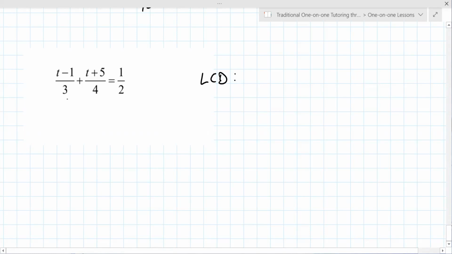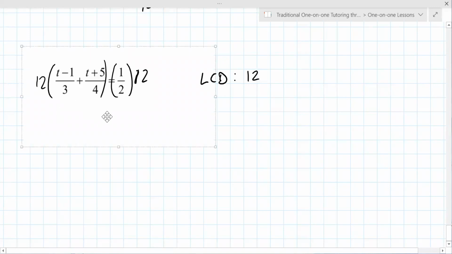What is the LCD between 3, 4, and 2? 12. So again, you can multiply left and right by 12. That's one option. Or you can just multiply to get the 12 in the bottom, whichever way you prefer. And if that isn't clear, let me try to explain what I meant by that.